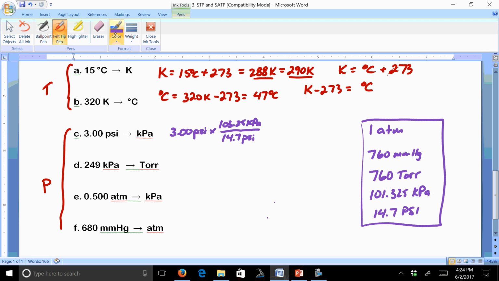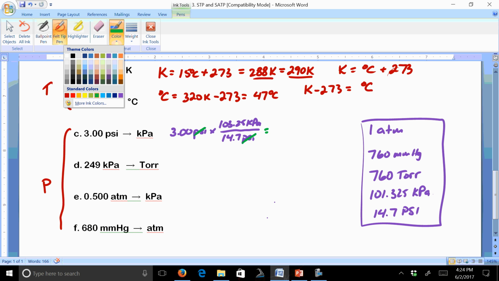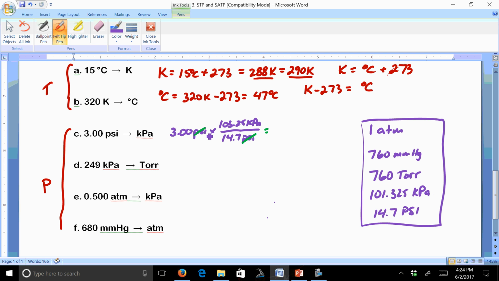And what happens is the units over here are going to cancel. And we do a little bit of math over here. So it'd be 3 times 101.325 over 14.7, and we end up with around 20.7 kPa at the end of the day. So 3 times 101.325 divided by 14.7. So try the other conversions here. Use the factor label method, and be careful with significant digits at the end. So pause the video and see how you do in a bit.